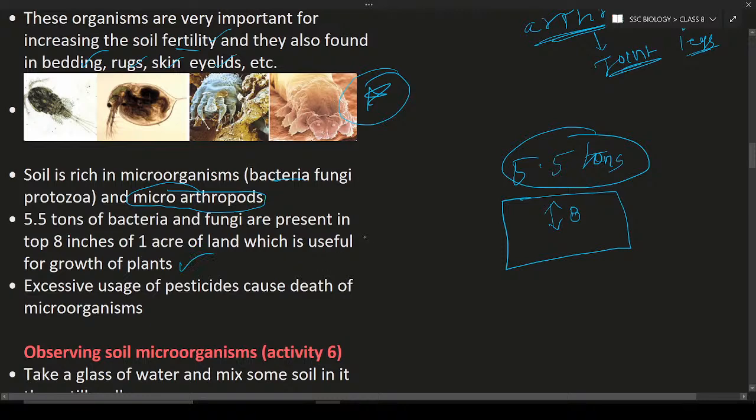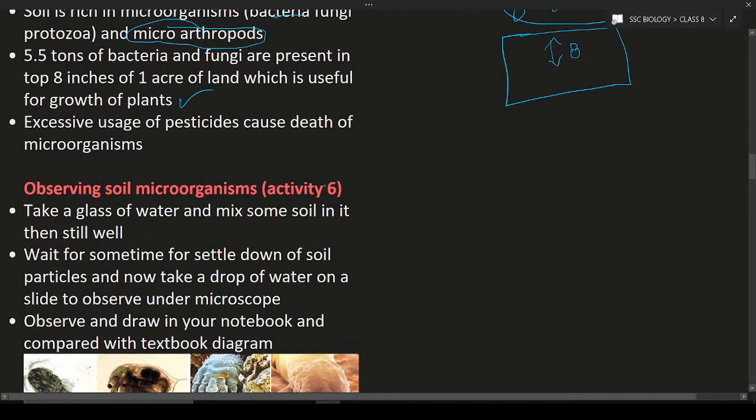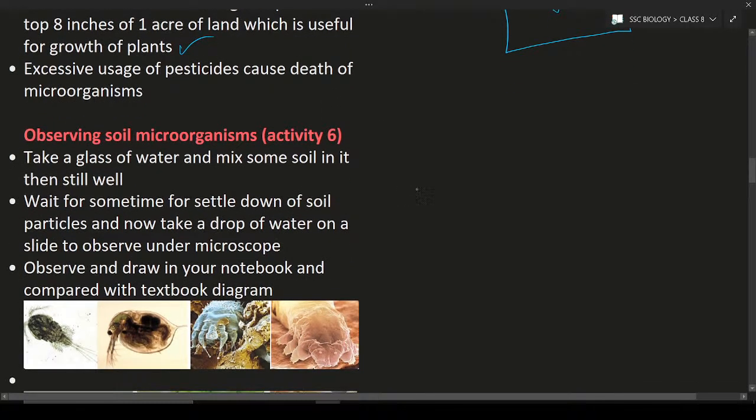Next, excessive usage of pesticides causes the death of microorganisms. Some people use more pesticides in agriculture. Those pesticides fall on the ground and cause damage to these microorganisms.